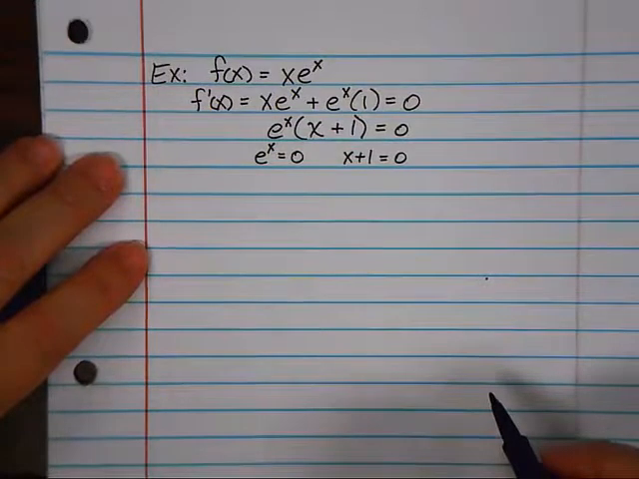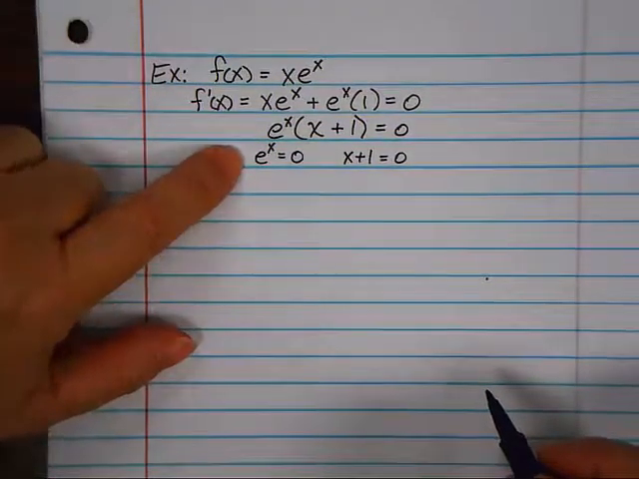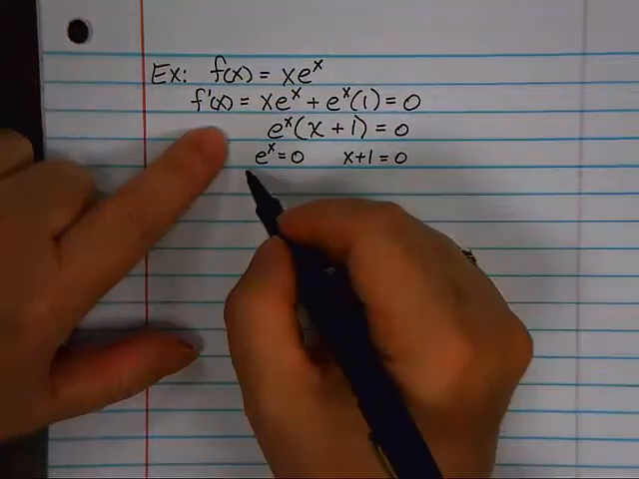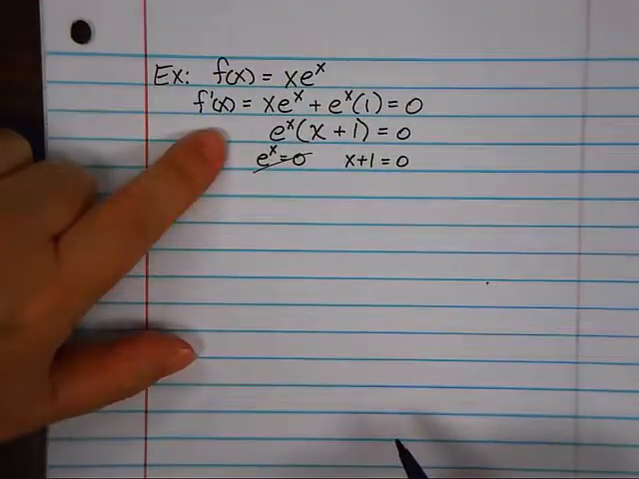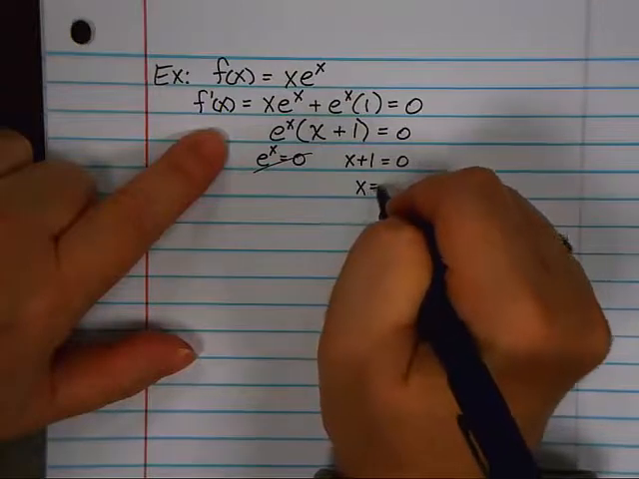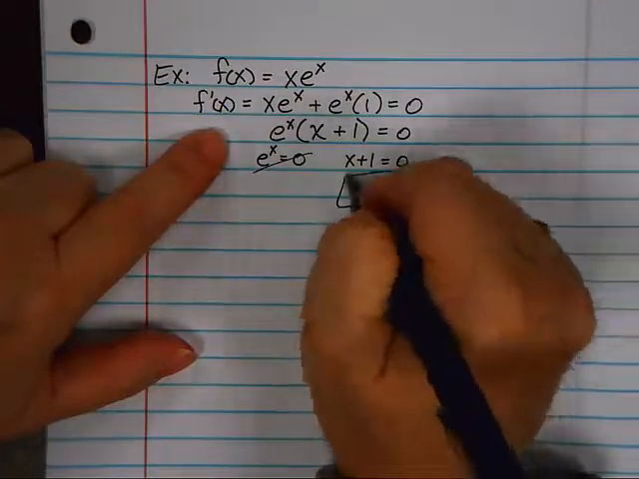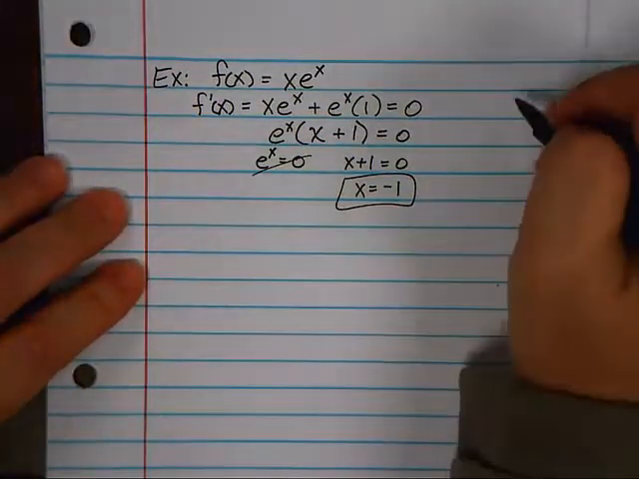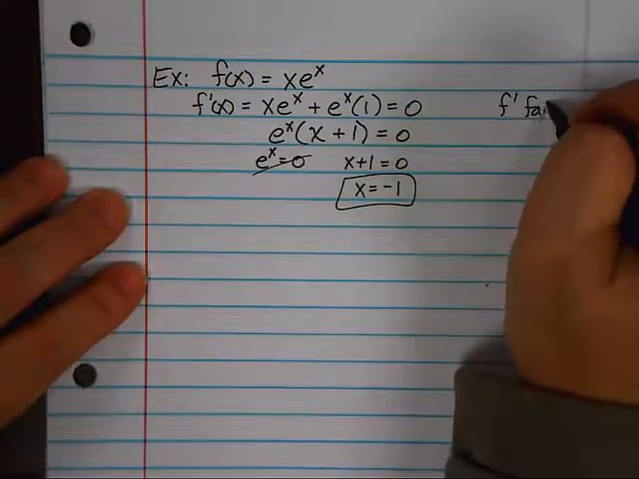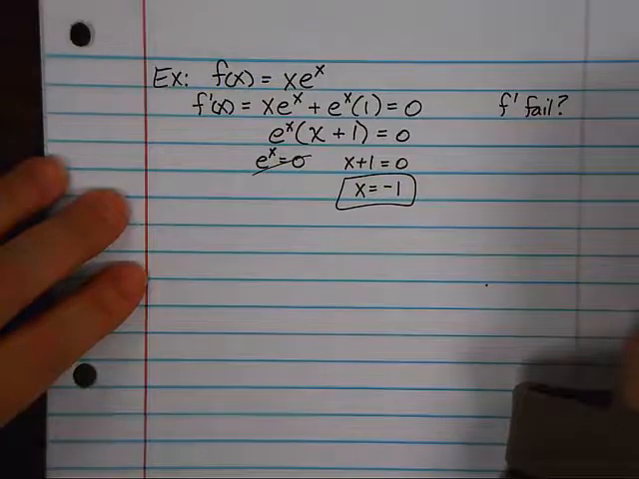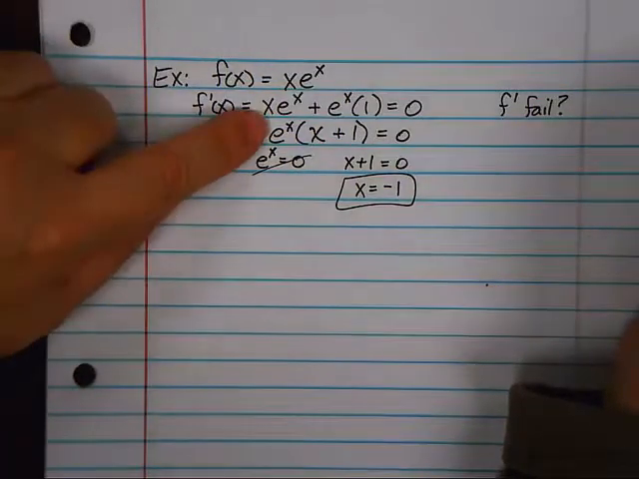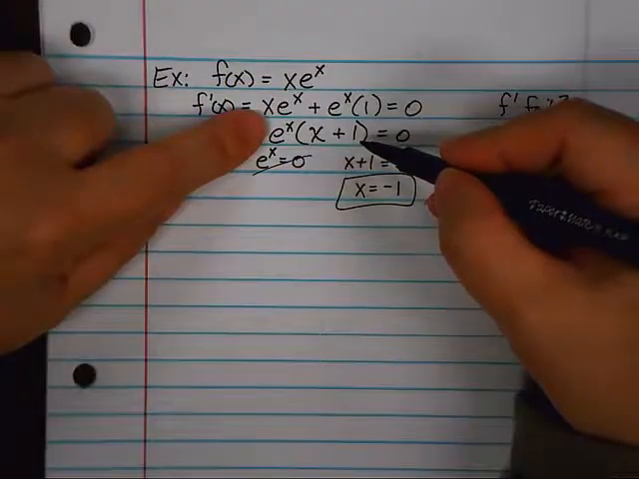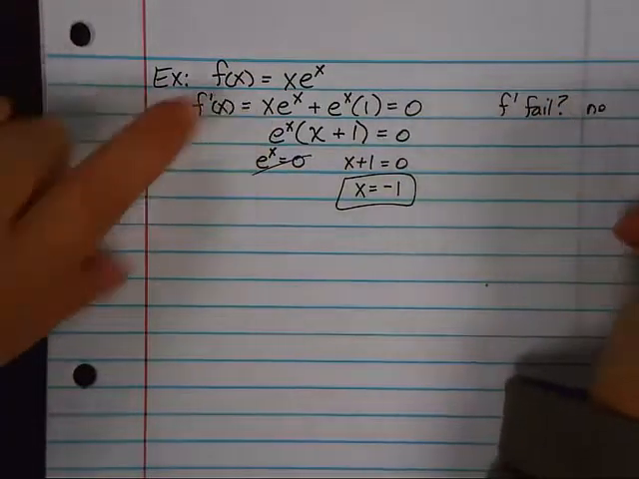A few days ago, I gave you the big secret about e to the x. Can e to the x ever equal 0? No. Mark it out. It will never equal 0. So my critical point in this instance is -1 for where the derivative equals 0. You must check to see if the derivative fails. The answer is no, because e to the x never fails. X plus 1 is a line, it never fails. So the answer is no.